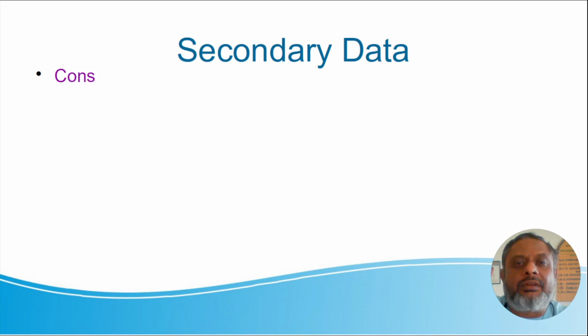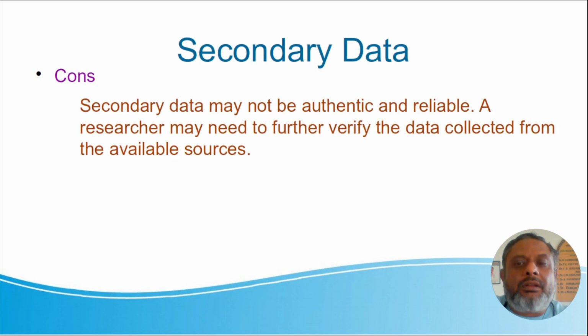Yeah, nothing comes free. So when there are so many advantages, there have to be disadvantages, and there are some disadvantages for secondary data. The first thing is it is not authentic and reliable because it is not created by us. Somebody else has created it, so we are not sure whether the person giving us data is reliable, and also we are not sure that whatever data they are sharing with us is authentic.